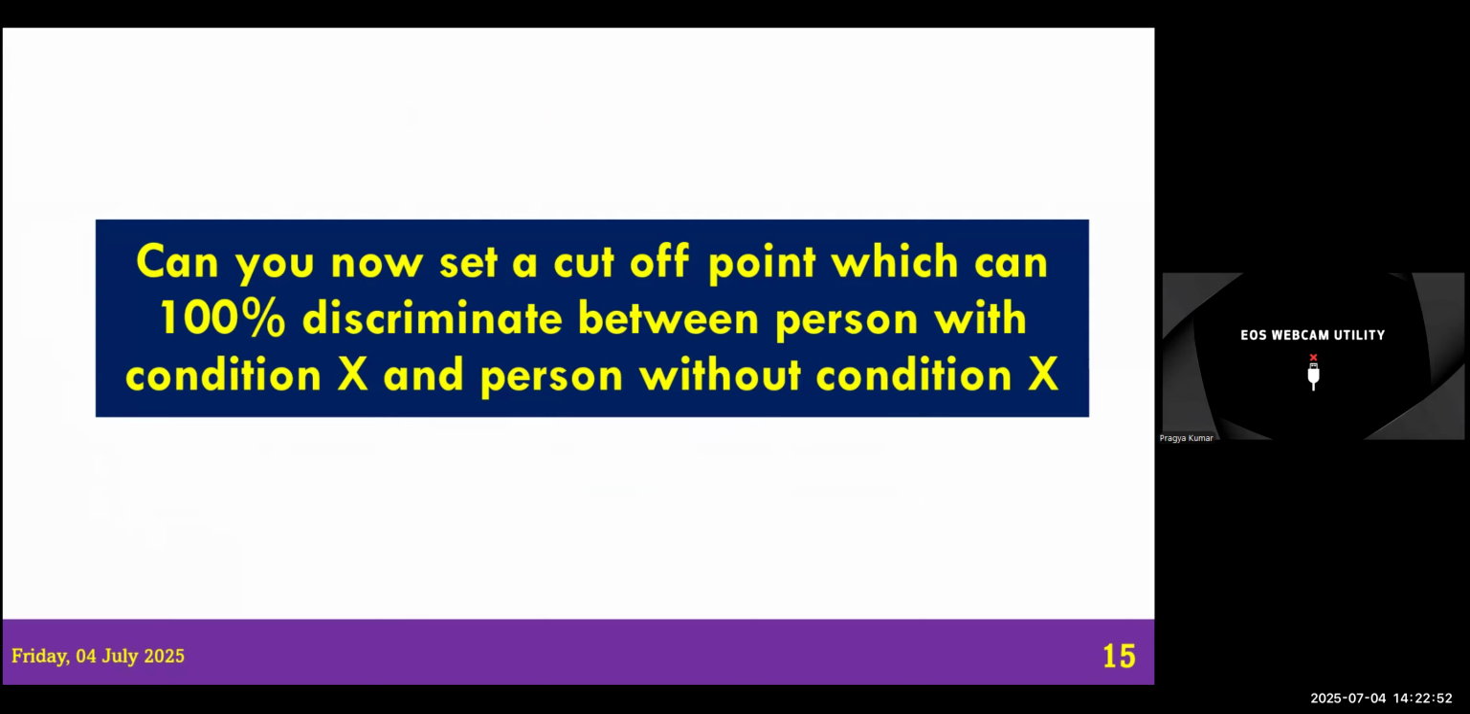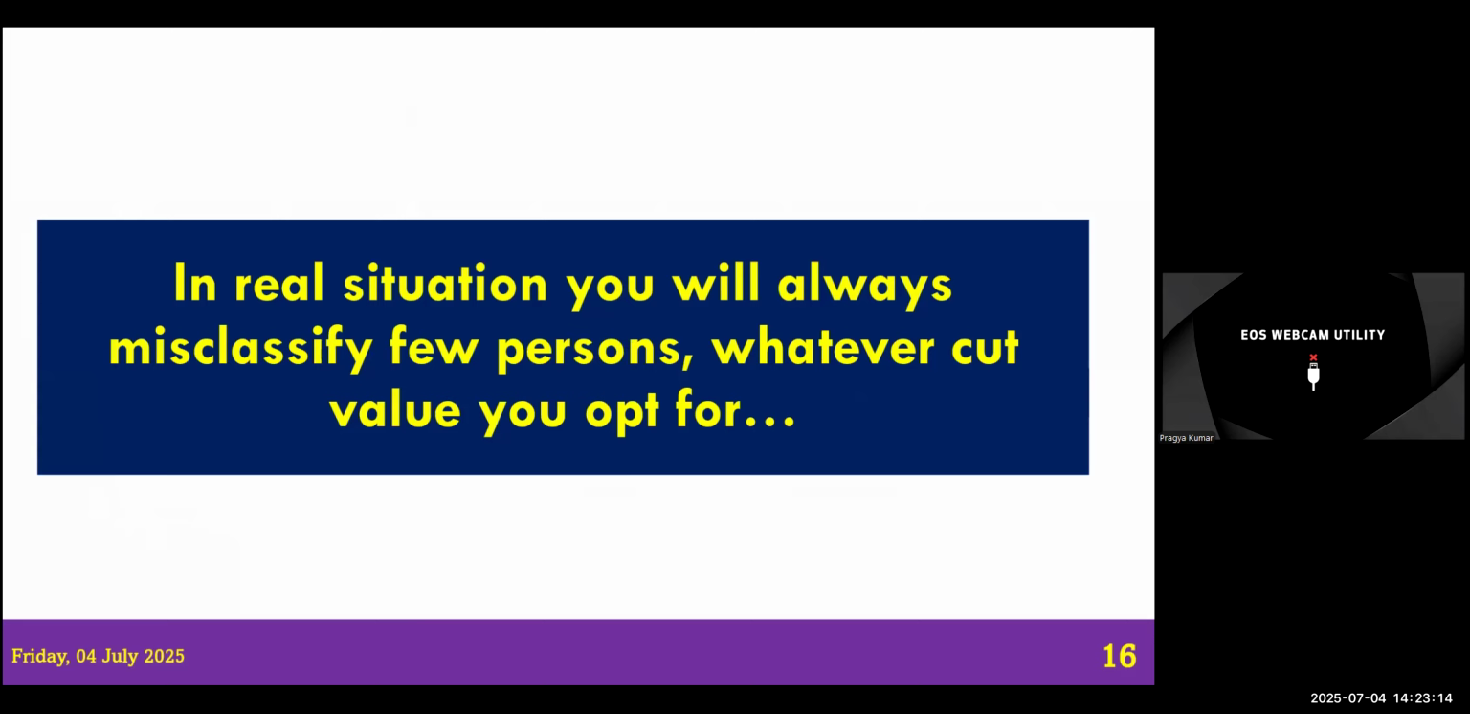But can you select any cutoff point which can 100% discriminate between a person with condition X and a person without condition X? Can I say that? I think no, we cannot do that. We cannot. There will be overlap. So in a real situation, whatever you decide for a cutoff, it will always misclassify.